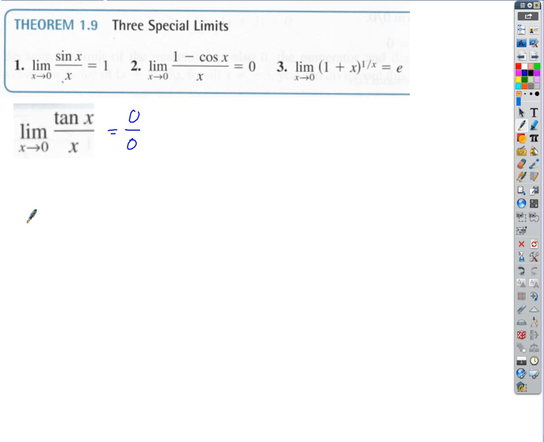So we could take the limit of tangent x over x as x approaches 0, and how am I going to write that then? The limit of sine x over cosine x. The tangent is sine x over cosine x, right? Dividing by x is the same as multiplying by 1 over x, right? Everybody agree? So does everybody see that I could just write it like that? That's probably the first step, just to jump right from there.